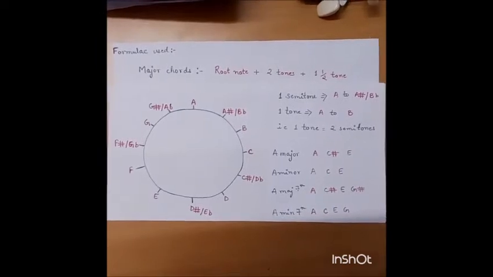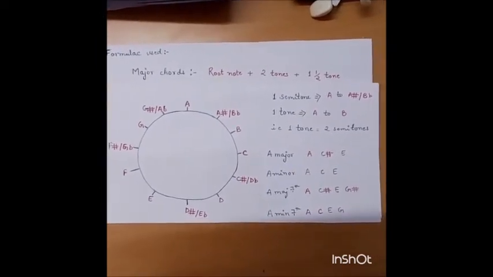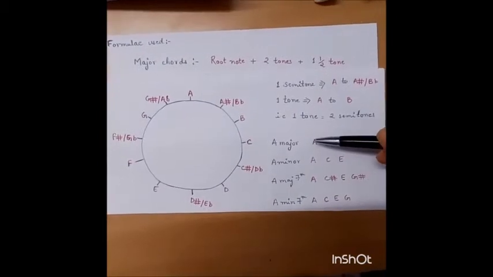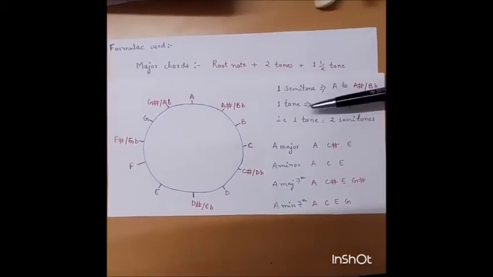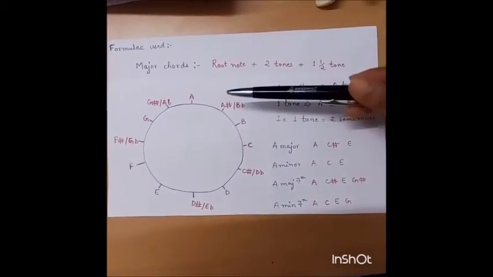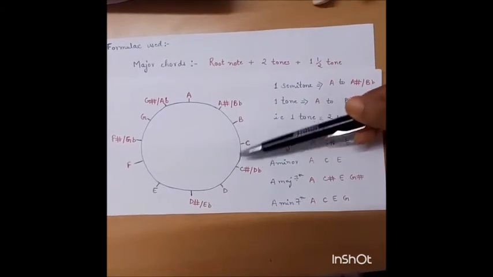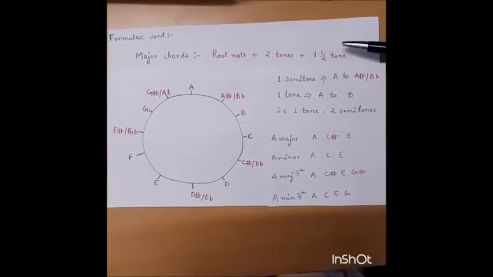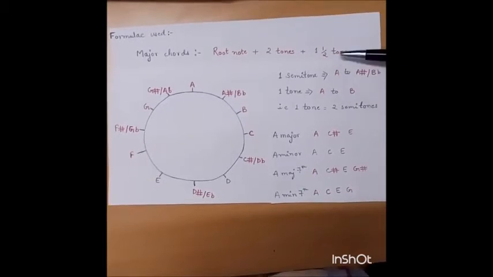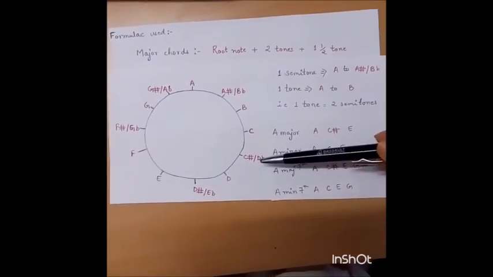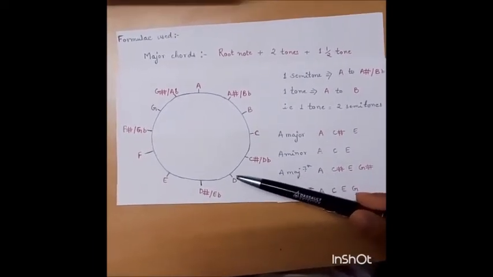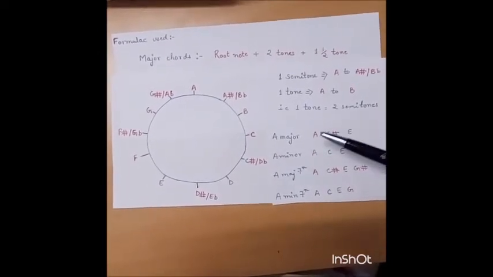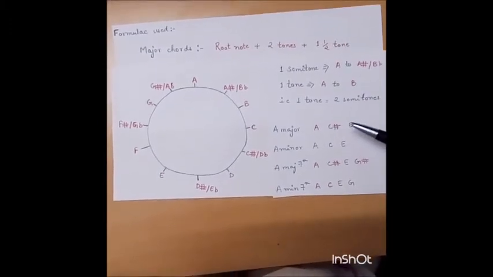Alright, so let's talk about major chords first. For example, let's take A major chord. So the root note of the A major chord would be A. Then comes two tones. We know that one tone is equal to 2 semitones, hence from A we have two tones, 1, 2. So it would have C sharp. So the next note for A major chord would be C sharp. Then we have 1.5 tone. So 1.5 tone means 3 semitones. So since we are on the C sharp, then we will count 1.5 tone, that is E. So we have E. So the 3 notes for A major chord are done: A, C sharp, and E.